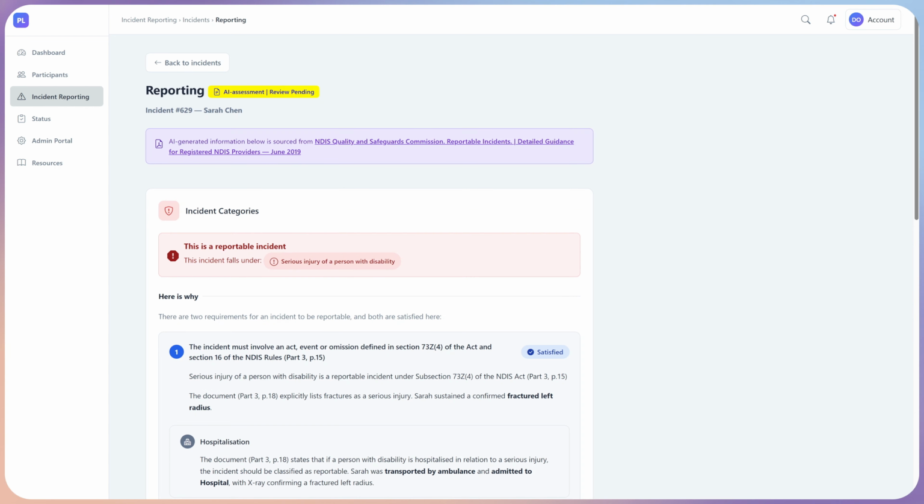Go ahead and click. So this is the page that's produced by AI, and we've got that stated here. It says review pending for this page, and this means that this is an AI produced page and that the review is pending by the appropriate person. But let's have a look at this. It's telling us that the AI generated information below is sourced from the NDIS Quality and Safeguards Commission, Reportable Incidents, Detailed Guidance for Registered NDIS Providers, June 2019. So this is the document that the information the AI has sourced is coming from.